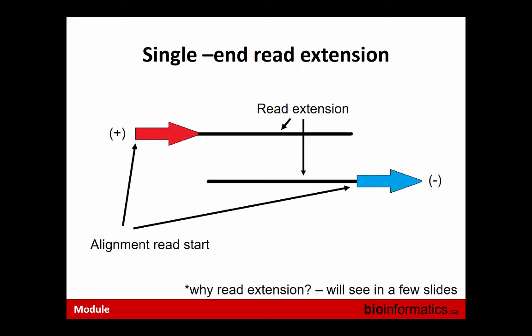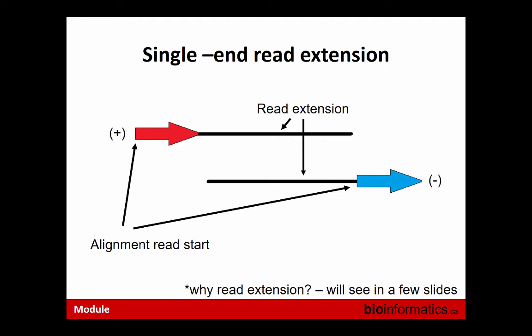How do you decide when you extend, and is there some kind of an option in BWA that allows you to do that? So the read extension is post-processing. BWA wouldn't know. BWA just aligns the read as it is and reports the start of the read alignment.